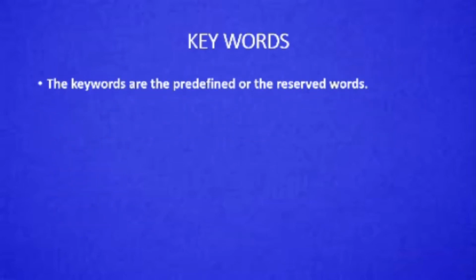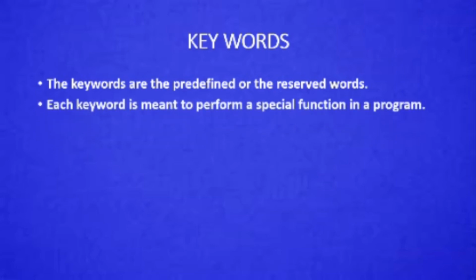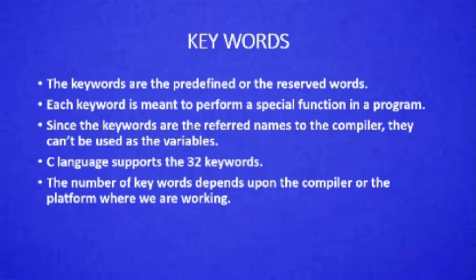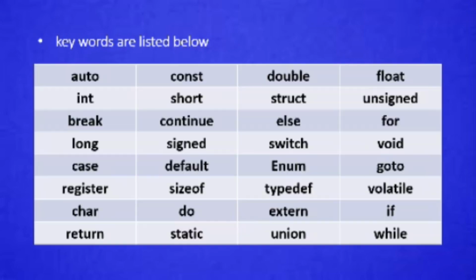Keywords are the predefined or the reserved words. Each keyword is meant to perform a special function in a program. Since the keywords are reserved names to the compiler, they can't be used as variables. C language supports 32 keywords, but the number of keywords depends upon the compiler or platform we are working on. Here are the keywords.